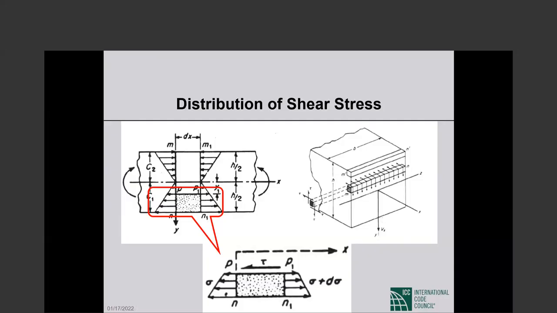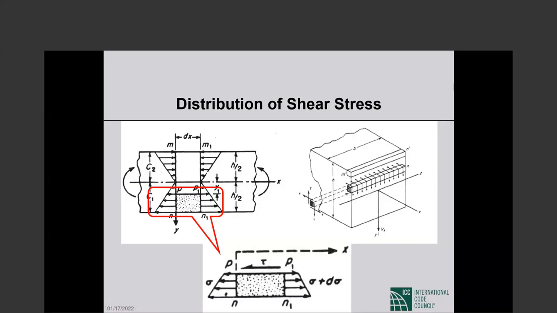is the resultant shear force on a chosen cross-section, dividing the cross-section into infinitesimal strips parallel to the z-axis. Z-axis is this one. This is x, this is y, this is z. So these strips are parallel to the z-axis.